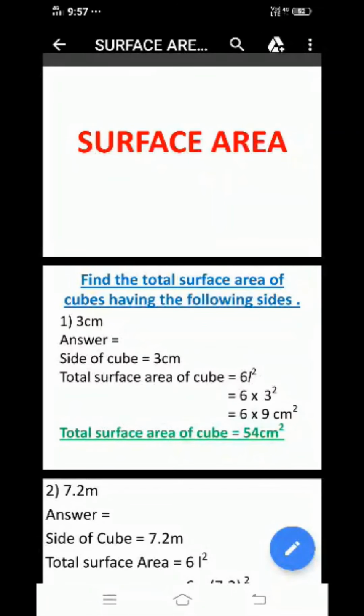Today I am going to explain the concept of surface area. I already explained it in the previous video. Now I am explaining the total surface area of cubes having the following sides.